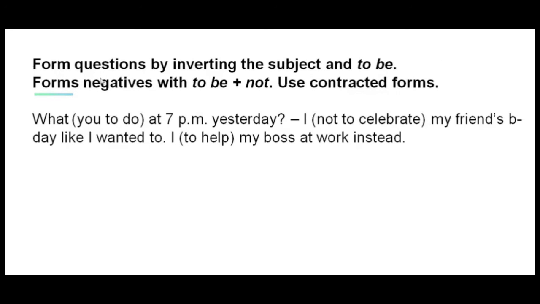Remember that to form questions, we invert the subject and to be, and to form negatives with to be plus not, we use contracted forms. Now, read the following sentences and provide the correct form of the past continuous tense of the words in the brackets. What you to do at 7 p.m. yesterday? I not to celebrate my friend's birthday like I wanted to. I to help my boss at work instead.